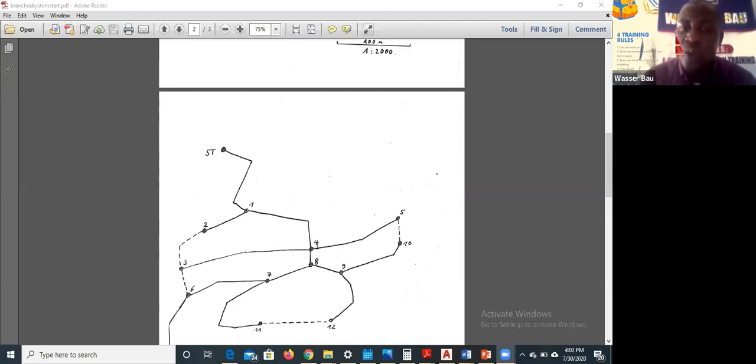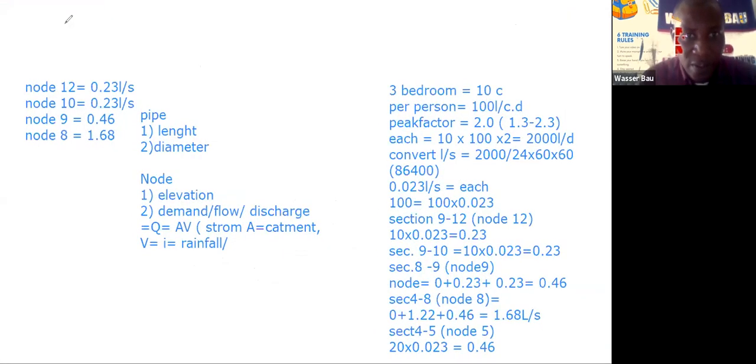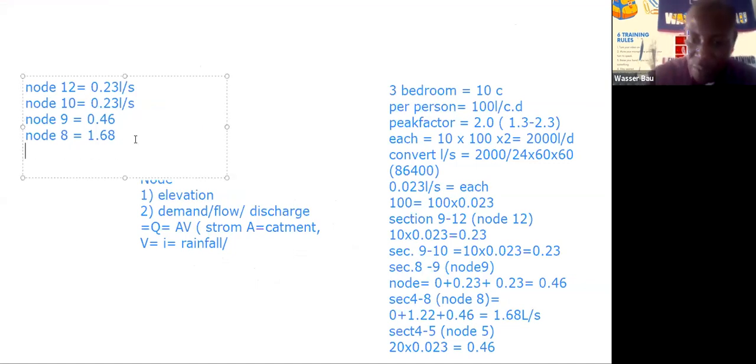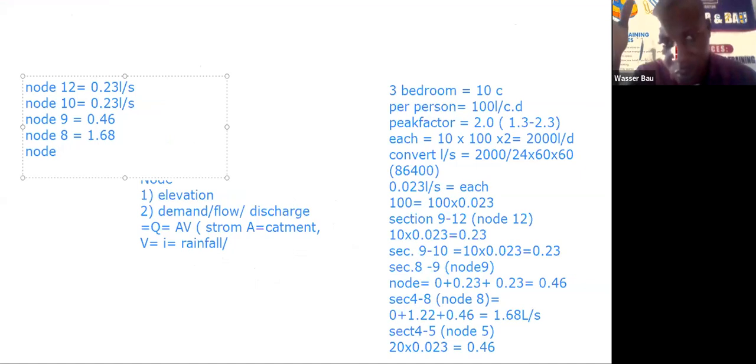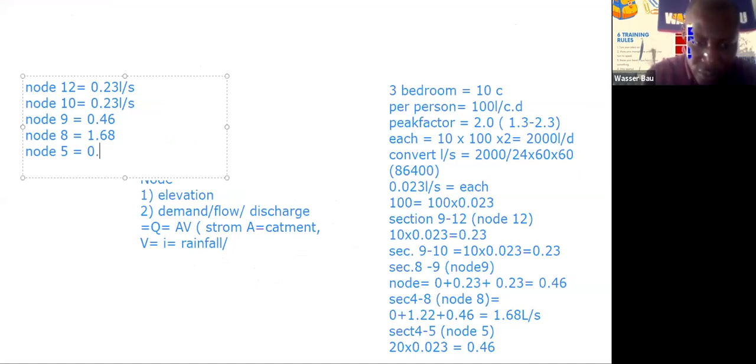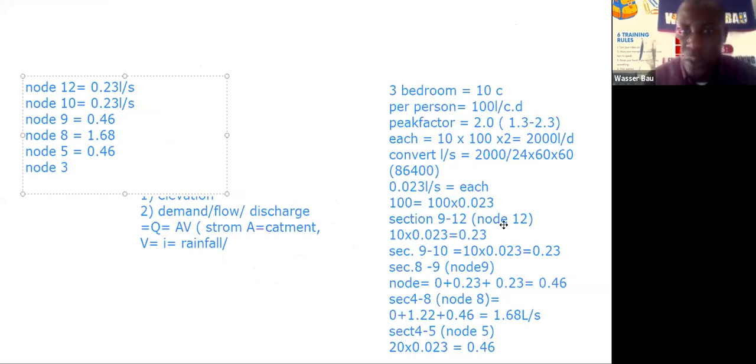Then we also do 4 to 3. So here we said node 5 is 0.46. Then the next node we're going to get now will be node 3. We don't know what it is. So how do you go about node 3 now?